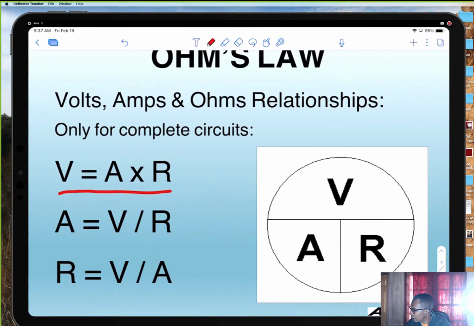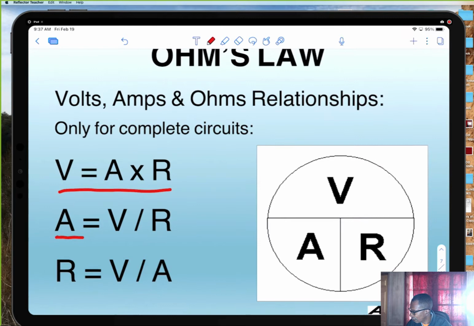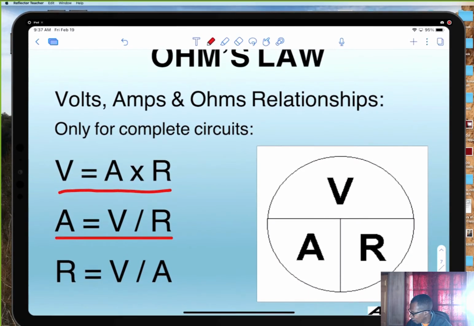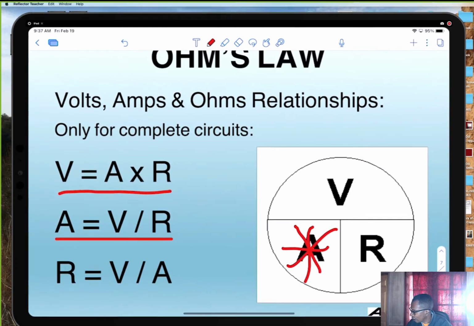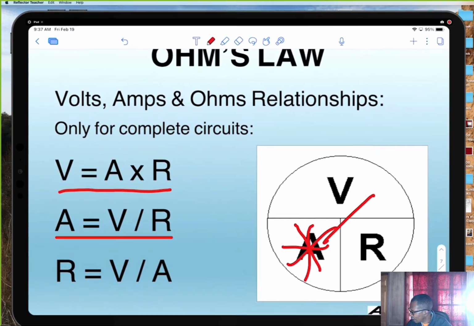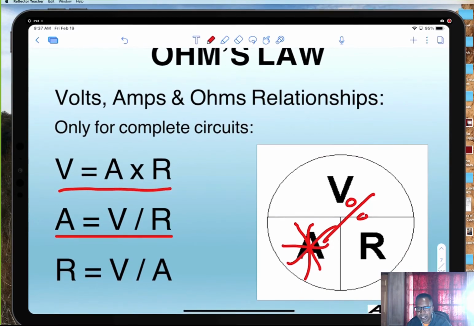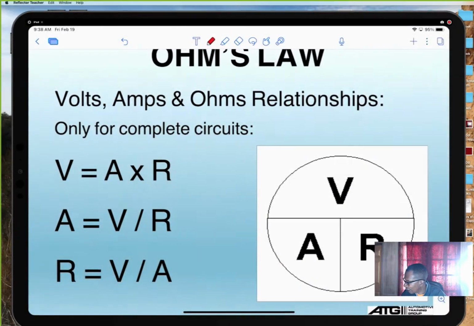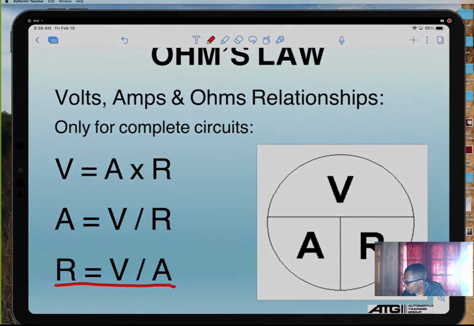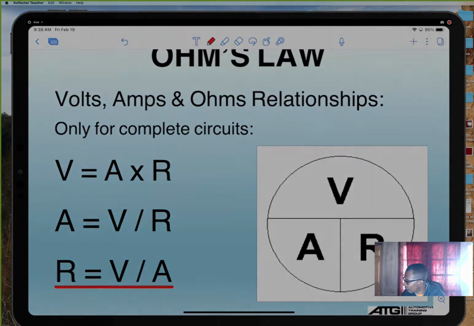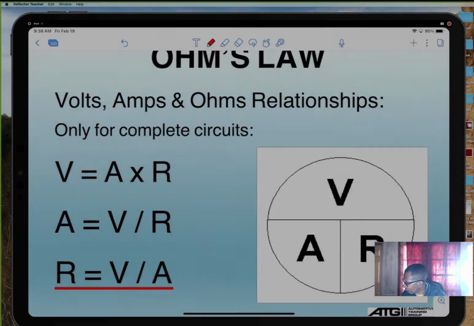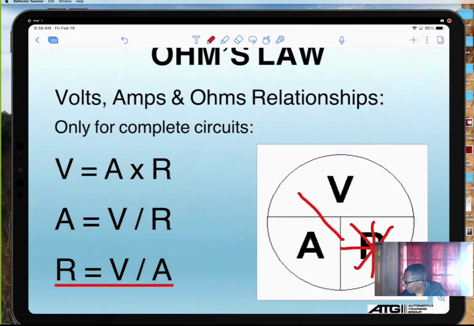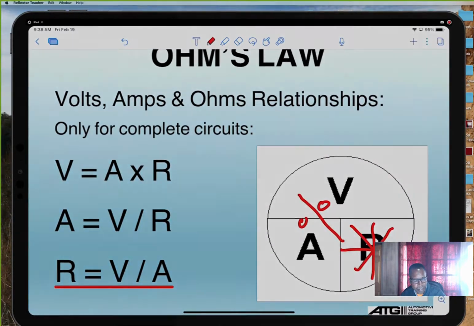The next one: I want to find amperage in a circuit. I cover up amperage, and it's voltage divided by resistance gives me amperage. The last one is voltage divided by amperage gives you resistance. So again, if I want to find out my resistance in the circuit, my voltage divided by amperage gives me resistance.